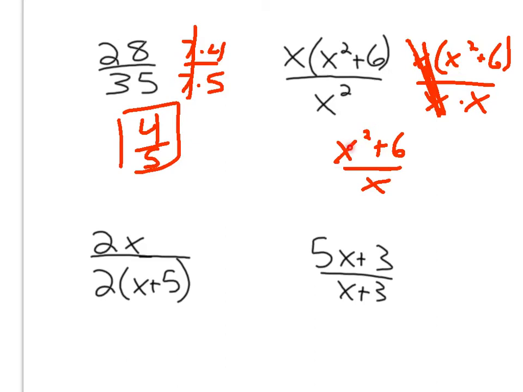And I can't simplify these because this is a term, not a factor. And I can't factor this out anymore. There's no way I can factor x squared plus 6. So I'm done. That is simplified.